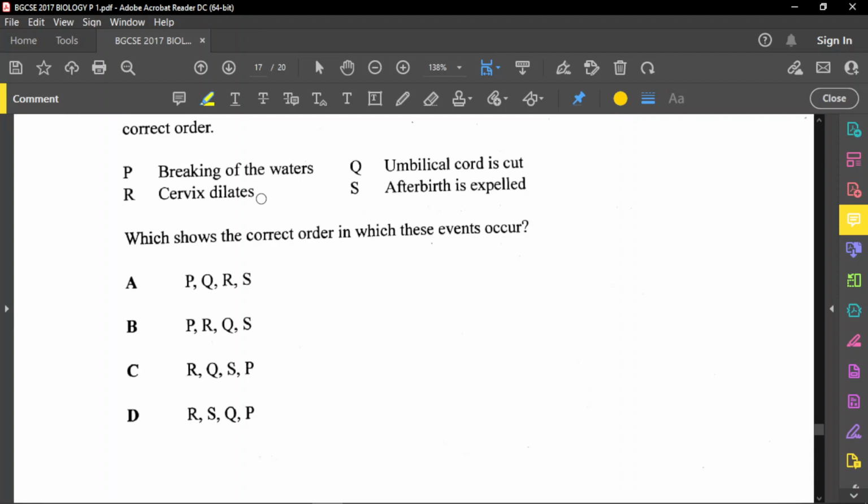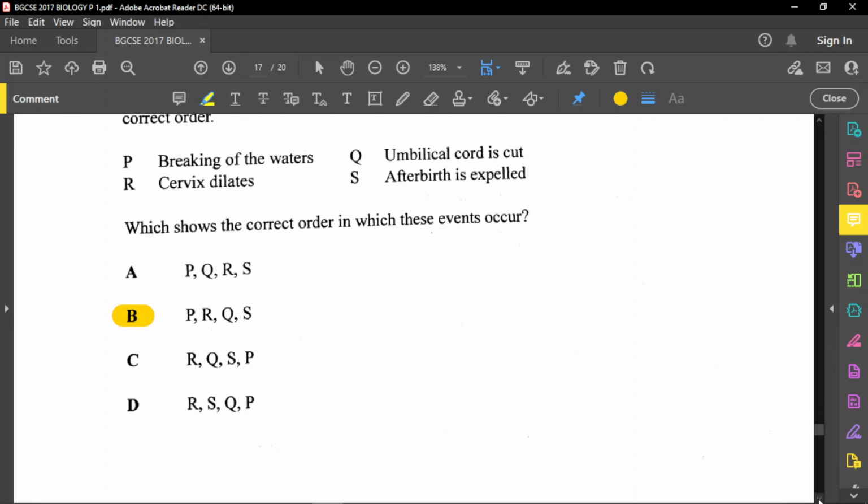After the cervix dilates enough so the child can pass through, the doctor will cut the umbilical cord and then remove the afterbirth. The afterbirth will be expelled after that. So looking for P must be our start. So we are between A and B. The second thing is R, where the cervix dilates. So B is the correct one. B is definitely correct. There's no debate about that one. Let's move on to the next question now.